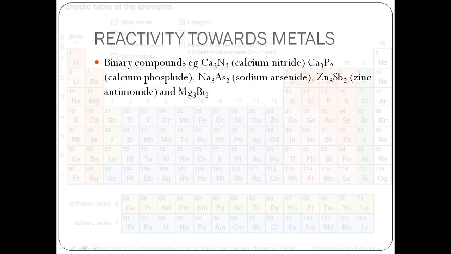Reactivity towards metals. All these elements react with metals to form their binary compounds. For example, calcium nitride, calcium phosphide, sodium arsenide, zinc antimonide, and magnesium bismuthide. So this is all for today.